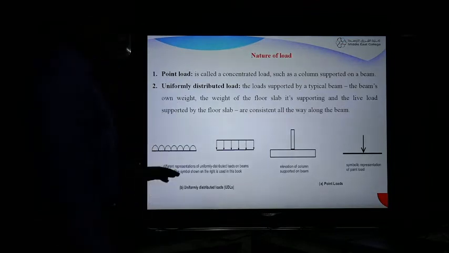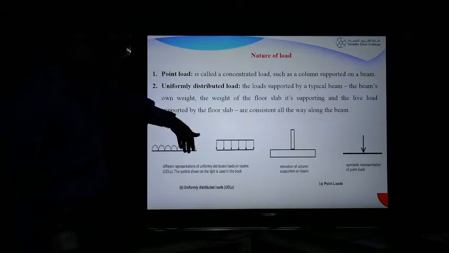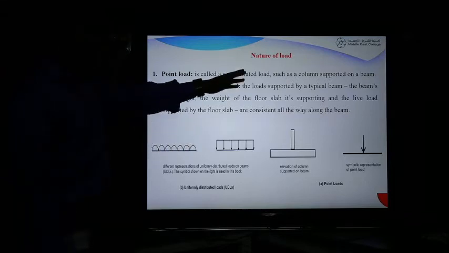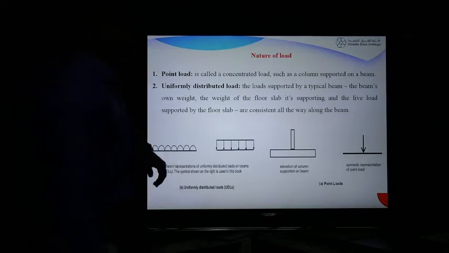Next, the uniformly distributed load. If you have a beam like this, the total length of the beam is imposed by a load that is equally distributed. It is uniformly distributed all over the beam. The beam's own weight, the weight of the floor slab it supports, and the live load on the floor slab are consistent all the way along the beam. This is point load and uniformly distributed load.